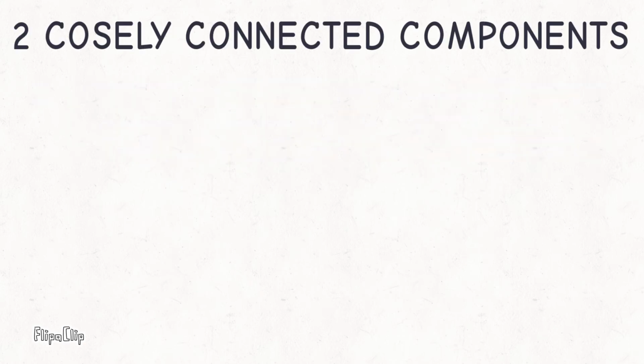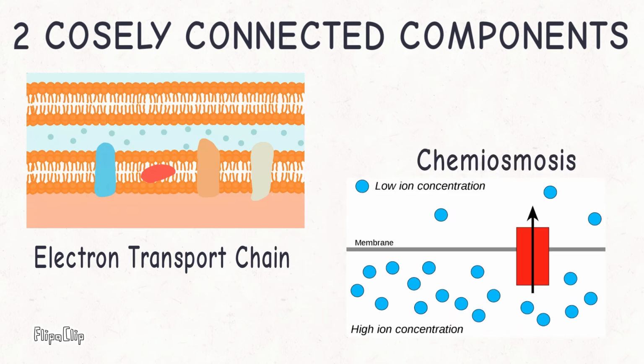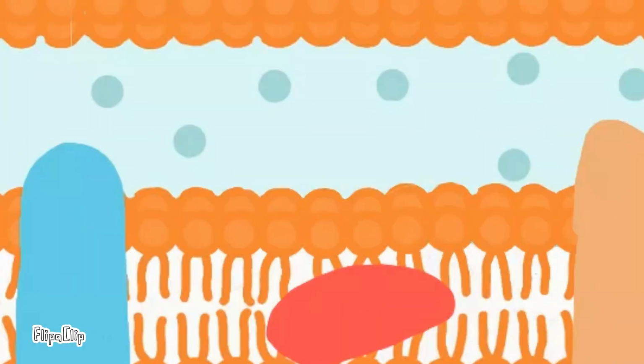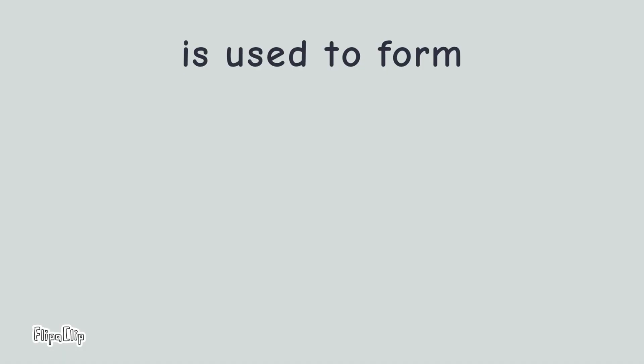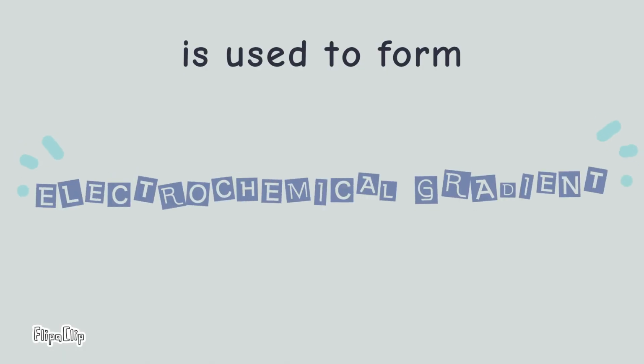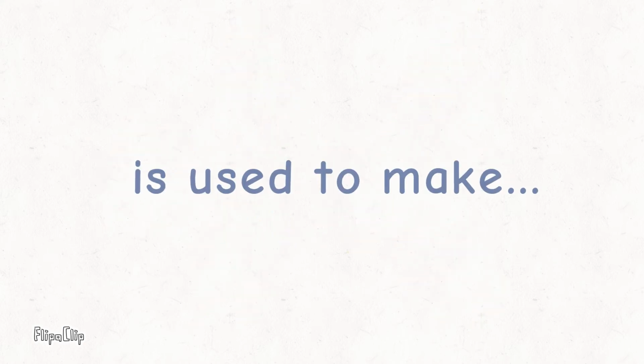It is made up of 2 closely connected components, the electron transport chain and chemiosmosis. In the electron transport chain, electrons are passed from one molecule to another, and energy released in these electron transfers is used to form an electrochemical gradient. In chemiosmosis, the energy stored in the gradient is used to make ATP. So where does oxygen fit into this picture?